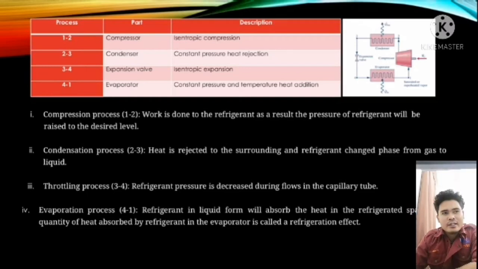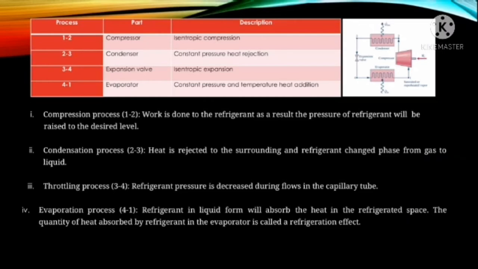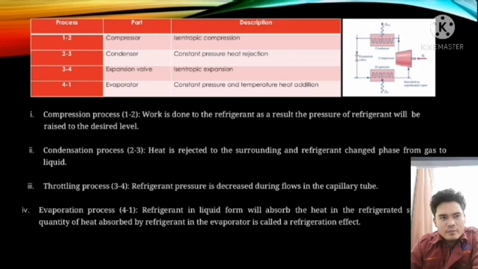Like I said, there are generally four main components in the heat pump, which are the compressor, condenser, expansion valve, and evaporator. The function of each component is discussed below. In the compression process, from point 1 to 2, work is done on the refrigerant. As a result, the temperature of the refrigerant will be raised to the desired level. In the condensation process, point 2 to 3, heat is rejected to the surrounding and the refrigerant changes phase from gas to liquid.